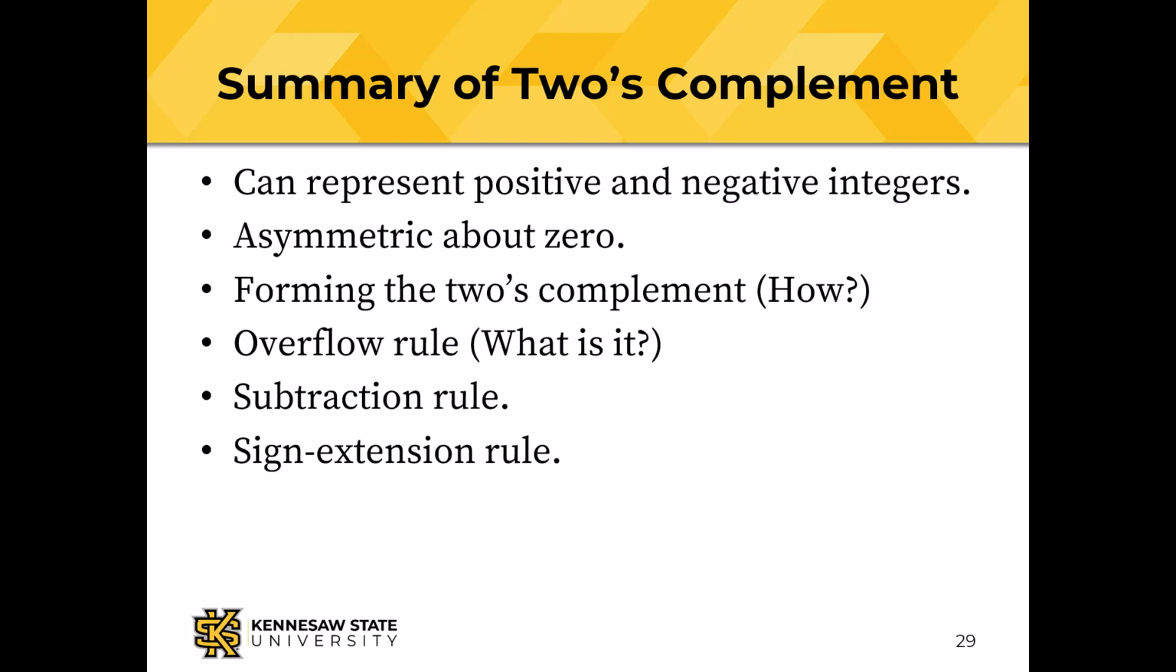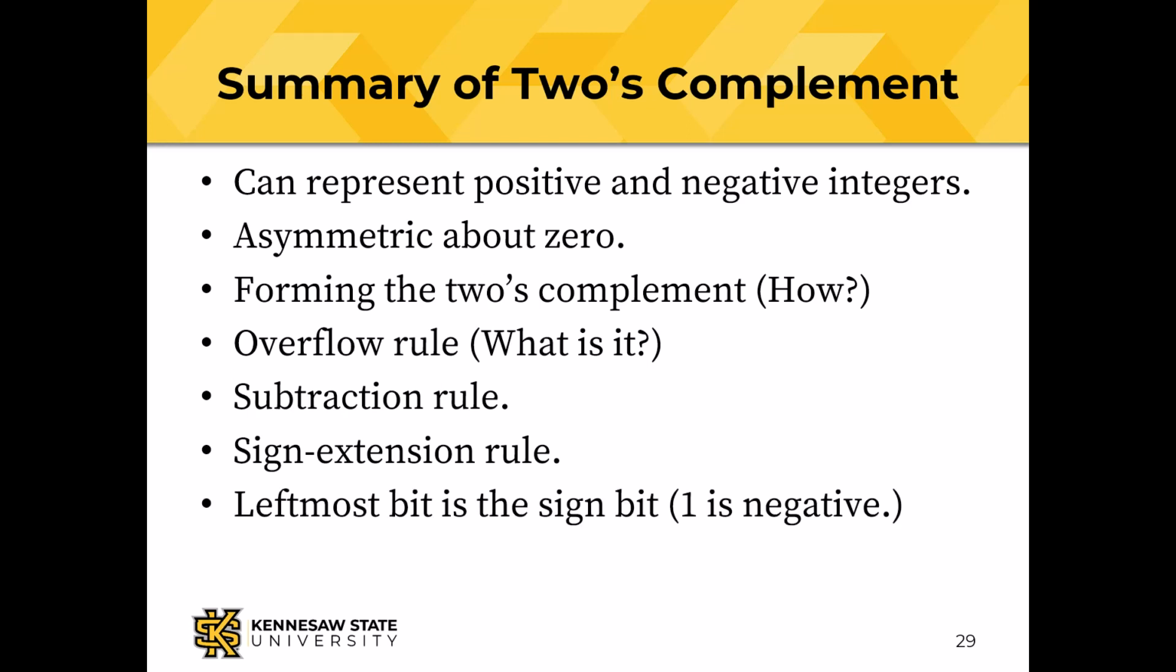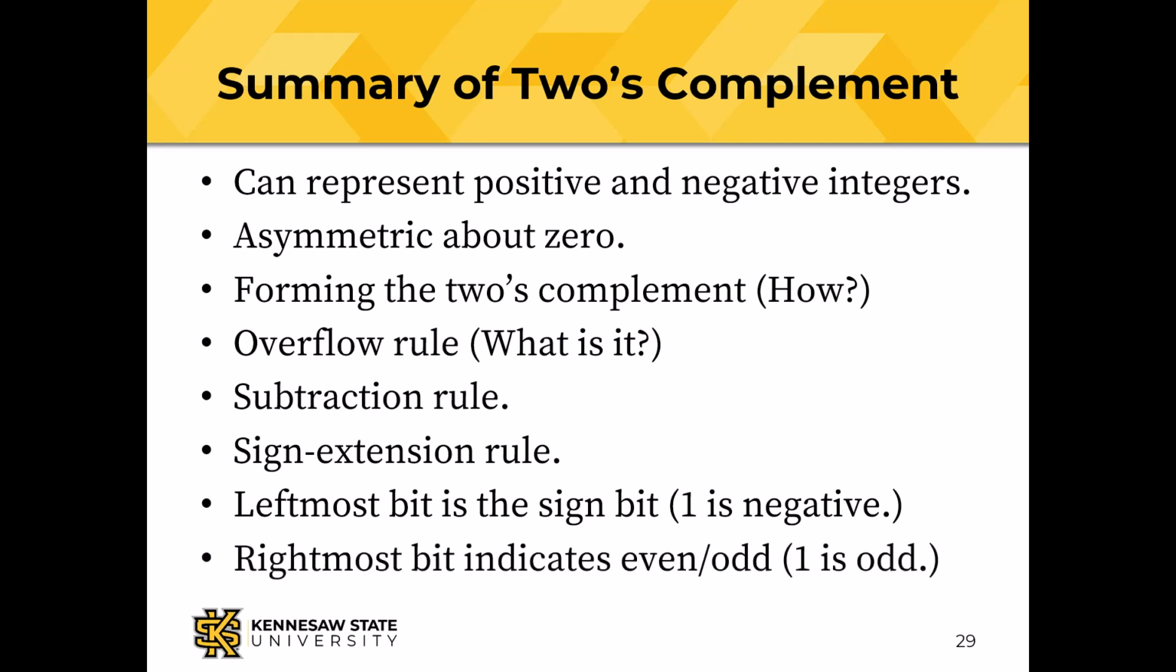So if that leftmost bit is a 0, I add zeros on the left. If the leftmost bit, the sign bit, is a 1, I add 1s on the left. That leftmost bit is the sign bit, and a 1 indicates a negative number. The rightmost bit indicates whether the number is even or odd, and a 1 in the rightmost bit says the number is odd.